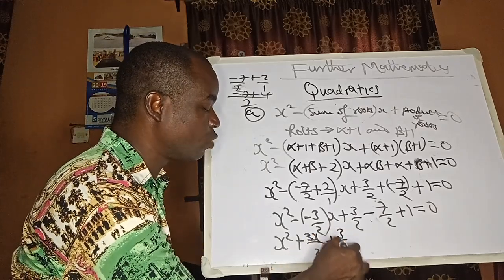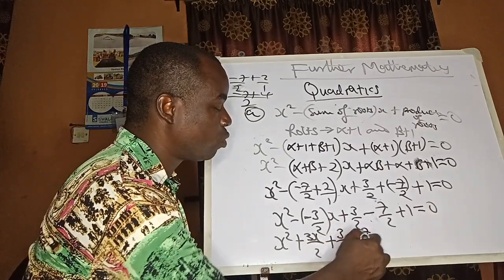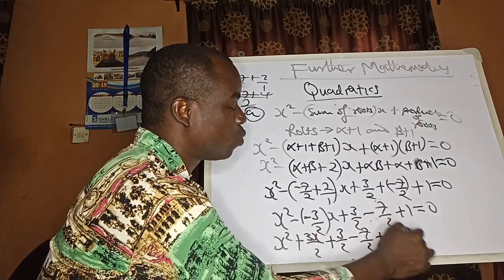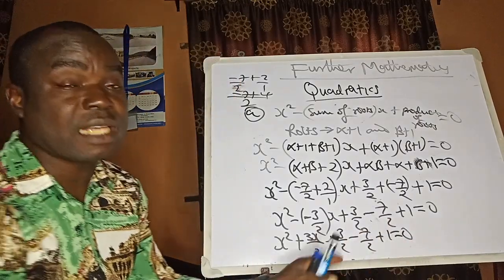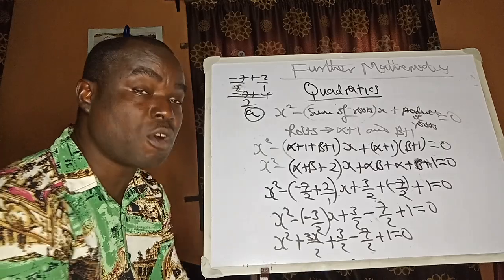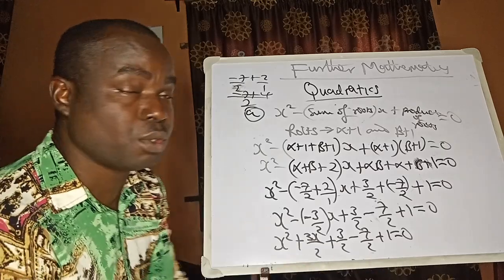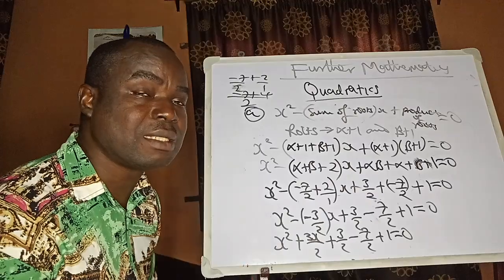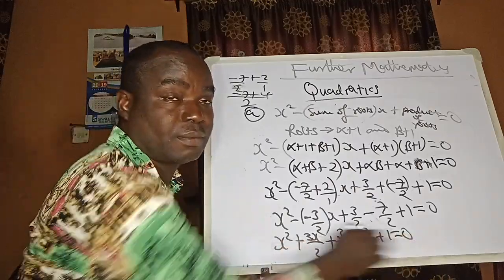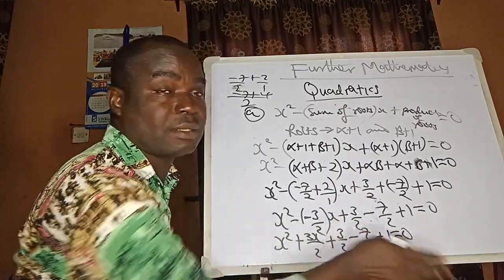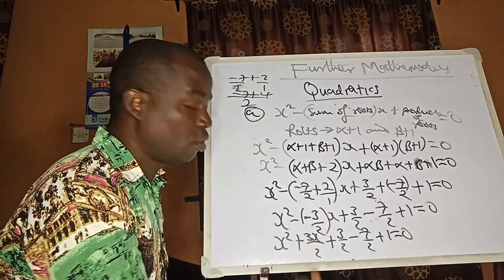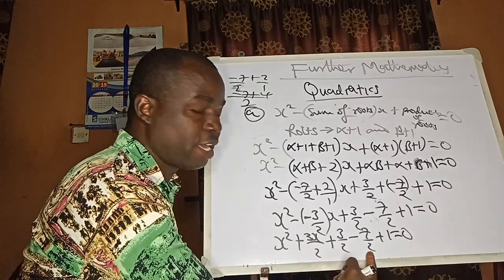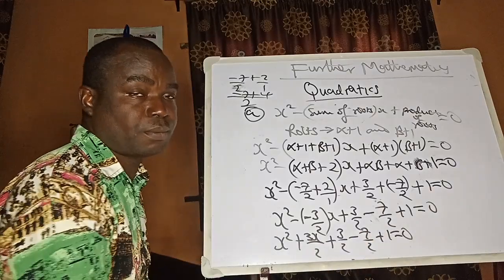Plus 3 over 2 minus 7 over 2 plus 1 is equal to 0. If you leave your answer like this, you are wrong. You have not finished it. You are supposed to clear all the fractions. Now in mathematics, anytime you have something like this, you clear all the fractions.